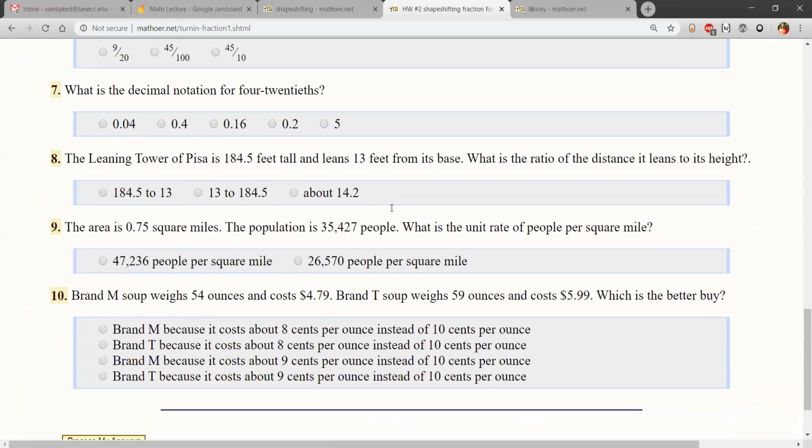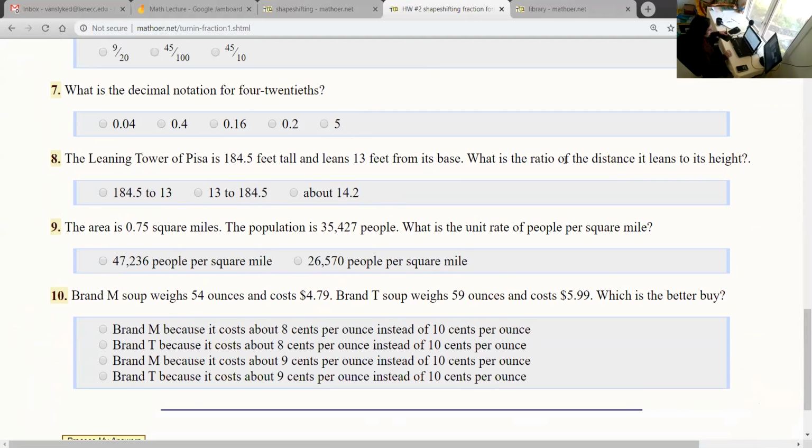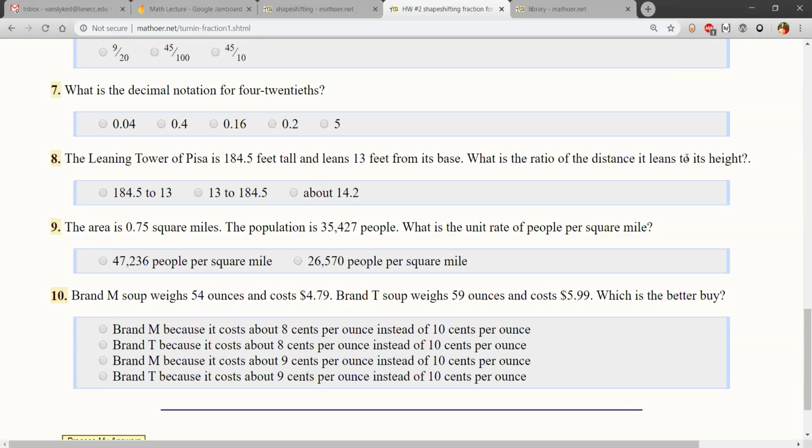So leans goes on top of height. Right, because it's asking you what's the ratio of it leans. That's what it mentions first, so that's top. Okay, "to" is like the fraction bar, and then height will be the denominator.